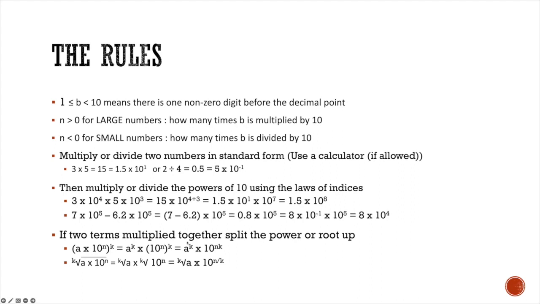If two terms multiply together, split the power or root up. See here, a multiply by 10 to the power n and k. This k is common for these two. We can write like this, a to the power k into 10 to the power nk. So kth root, then it is kth root of a into kth root of 10 to the power n. So we can write like this, kth root of a into 10 to the power n over k.